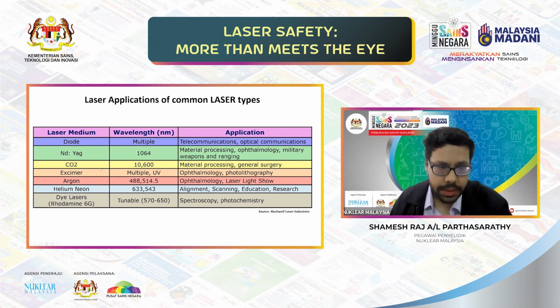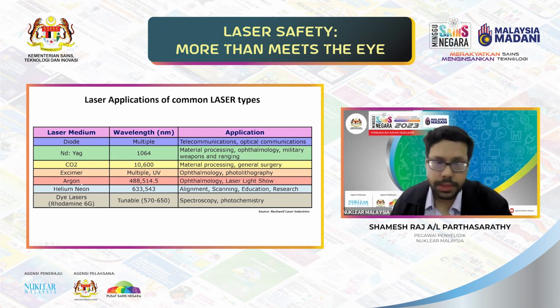We have an excimer laser. The excimer laser is generally a gas laser, right? The wavelength also can be tuned to multiple wavelengths, and it operates in the UV region. So it's also used in ophthalmology and in photolithography applications. Then we have the argon laser, one of the gas lasers. Generally, they operate at 488 and 514.5 nanometers. 488 is in the blue wavelength and 514 in the green wavelength region. Normally used in ophthalmology and also in laser light shows.